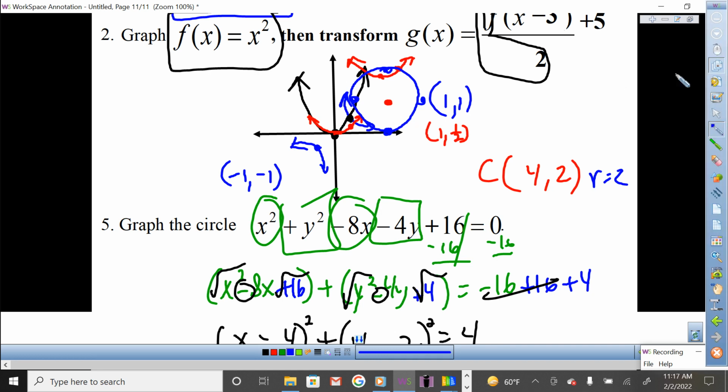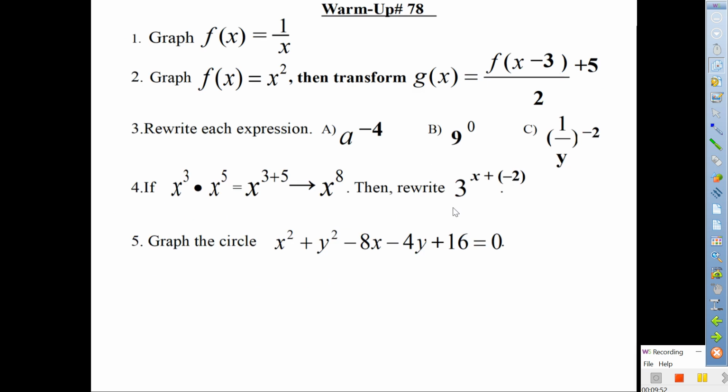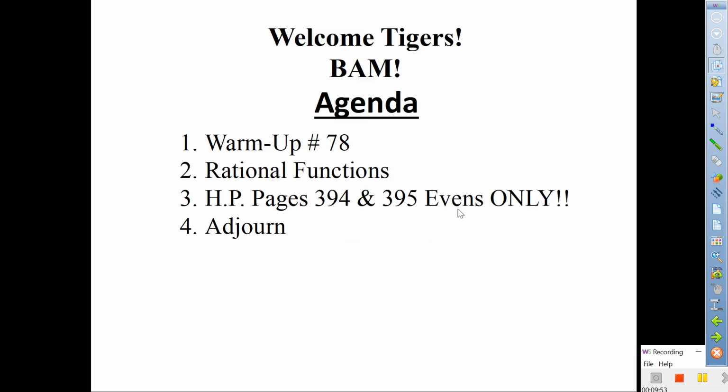Agenda for today. Here we go. Warm-up number 78. We're still on rational functions. Home plate pages 394, 395, but tonight we're going to do evens. Evens. Since you guys loved last night, so now we're going to evens.